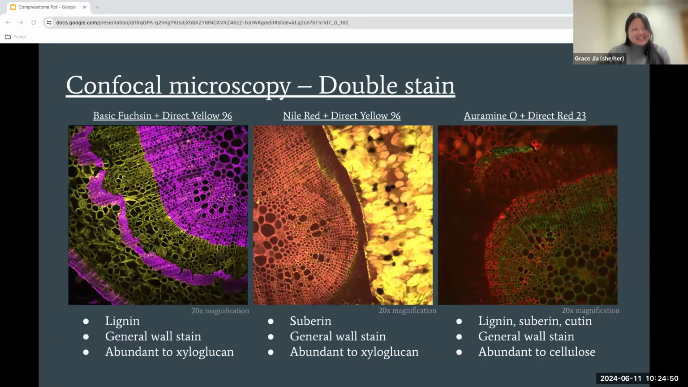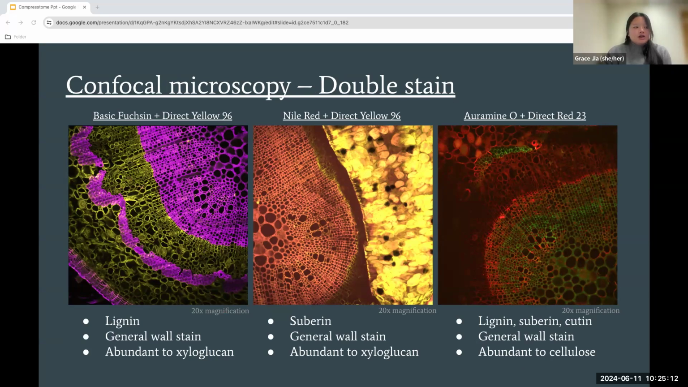These are quite exciting images that I really love to share with other people. And these are the confocal microscopy images showing a double stain combination. So the first image is basic fuchsin and direct yellow. The second image is Nile red and direct yellow 96. And the third image is direct red 23 and auramine O.